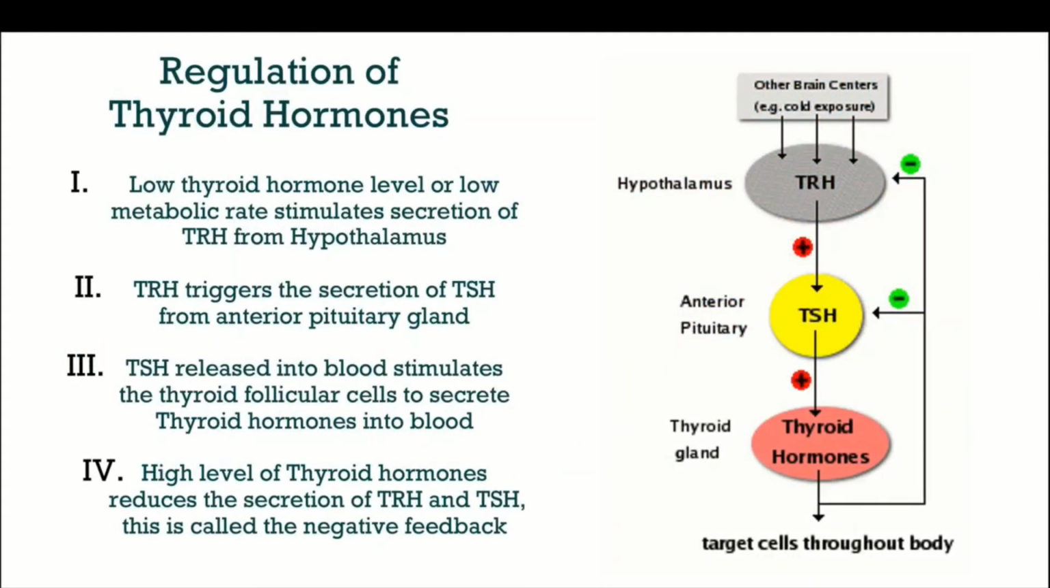The thyroid hormone synthesis is regulated by TRH from the hypothalamus. When the blood thyroxine level or the metabolic rate is low, the TRH triggers the release of TSH from the anterior pituitary gland. The TSH released into the blood stimulates the follicle cells of the thyroid gland to secrete thyroxine hormone into the blood. The levels of TRH, TSH, and thyroxine are regulated by a negative feedback system. When the blood thyroxine concentration is high, the secretion of TRH is reduced.